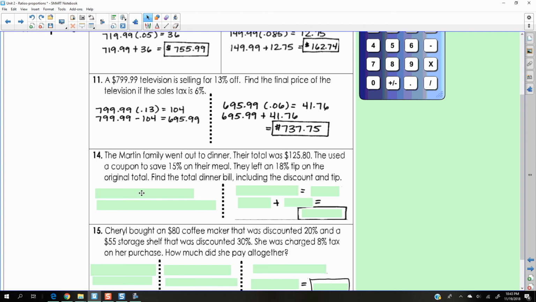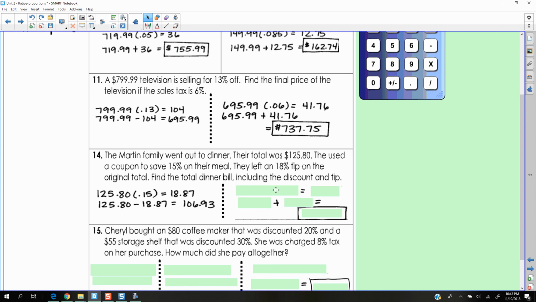So once you figure that out, use your calculator. 125.80 times 0.15, and you get a discount of $18.87. Now we're going to subtract that, 125.80 minus 18.87, and we get, so their bill now comes out to be 106.93. But they left the tip, the 18% tip, on the original total, which was the 125.80.